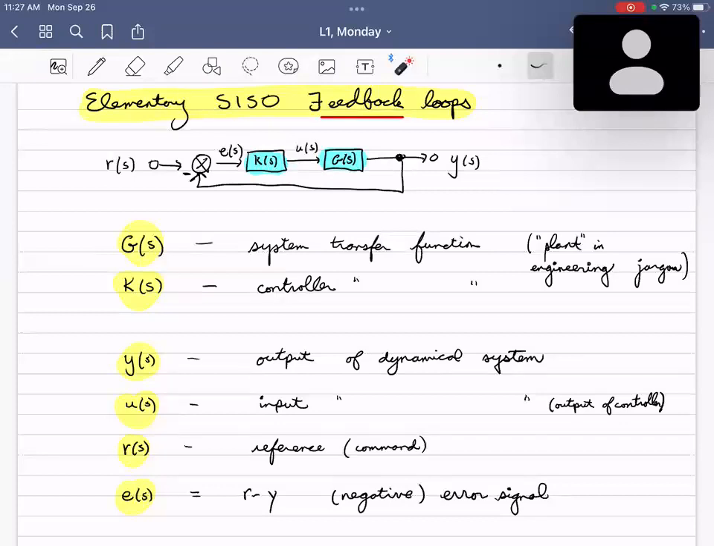Is E equal to R minus Y or Y minus R? In control theory, it's usually defined as R minus Y. It's a sign convention, so it's the negative of what we would call the error. The arrows have a meaning in the flow. For each of these systems, like G, the input is on the left and the output is on the right. The input of the controller is this, and the output of the controller is there.